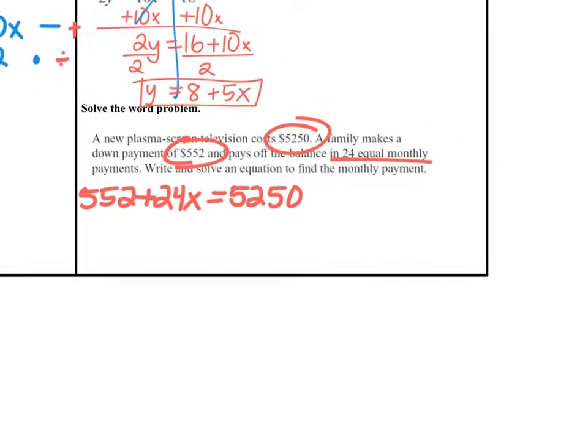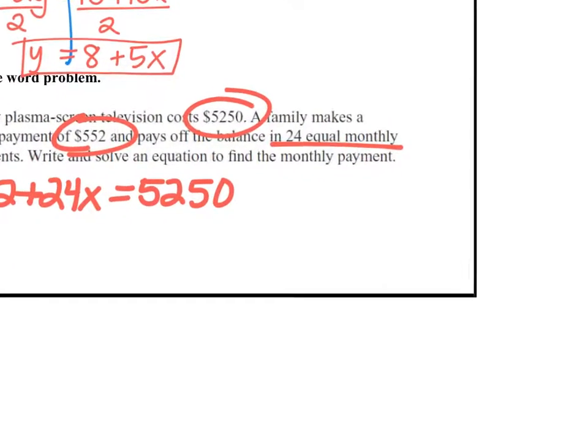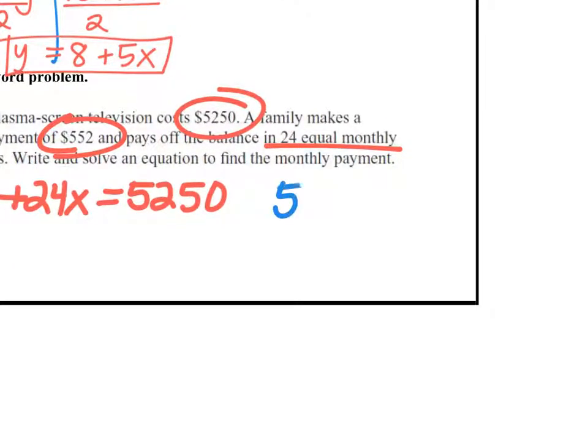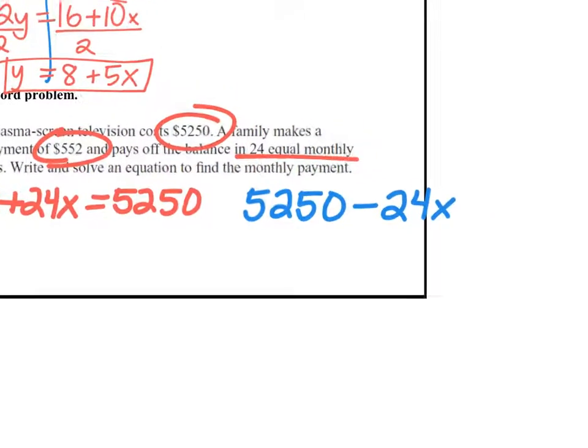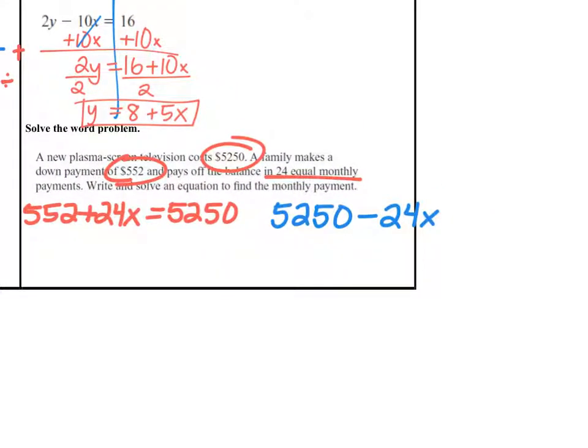The other equation you could write, you could start with your cost of the television, and subtract every monthly payment until you get down to your down payment. So you could do that. You could also subtract 552 from that. I personally like the first equation better, so that's what I'm going to use.